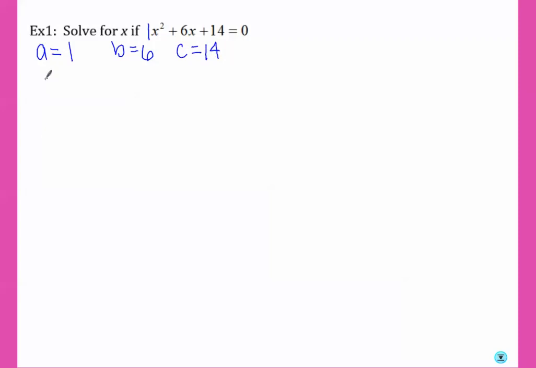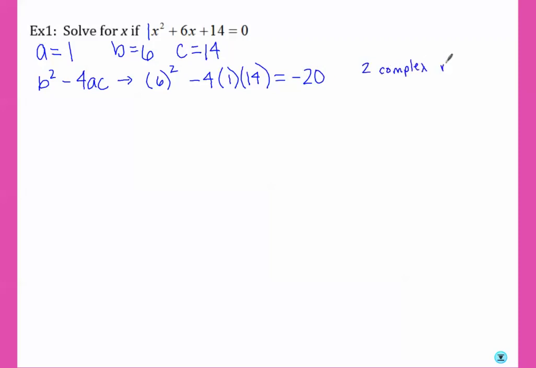The first thing we're going to find is the discriminant, which was b squared minus 4ac, which would be 6 squared minus 4 times 1 times 14. We're going to type this all at once into our calculators, and it will give you negative 20. Since it's a negative number, we know our final answer should be two complex roots. And we're going to use that to help us check our answer at the end.